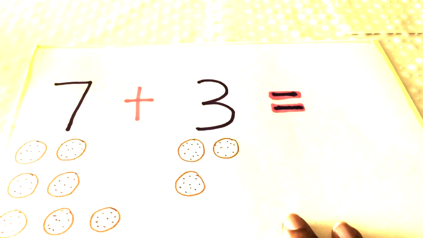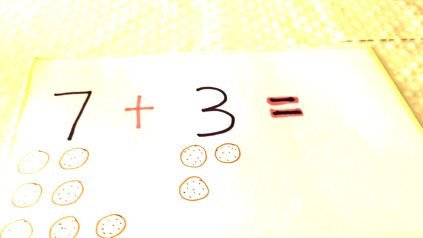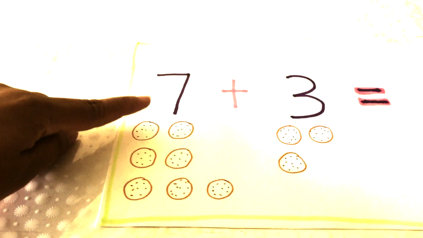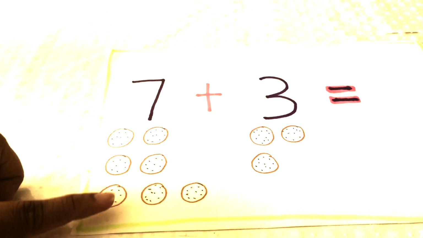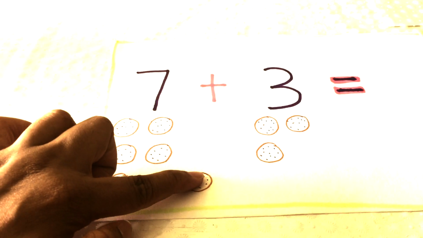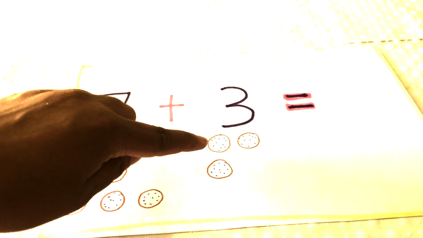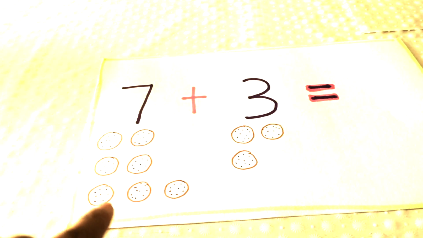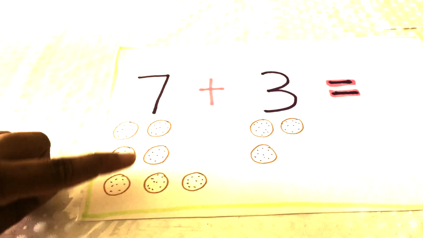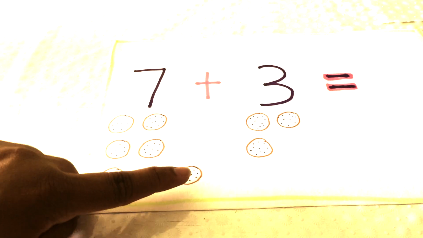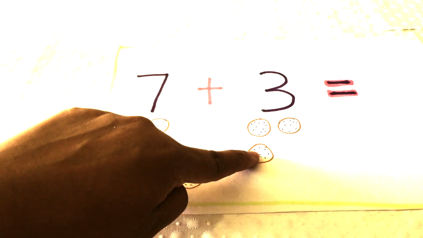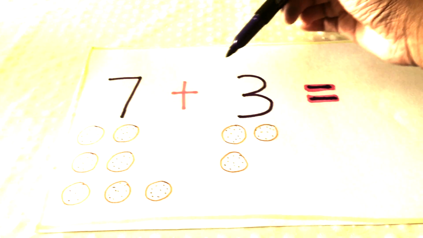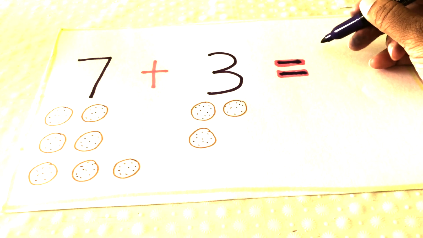Now that can also be done on a piece of paper like this. So what you want to do is write 7 plus 3 equals. And right at the bottom of 7, I've got 7 cookies. 1, 2, 3, 4, 5, 6, 7. And right at the bottom of 3, I have 3 cookies. 1, 2, 3. Now I'm going to count them all up. Here we go. 1, 2, 3, 4, 5, 6, 7, 8, 9, 10. So take out your marker. 7 plus 3 equals 10.